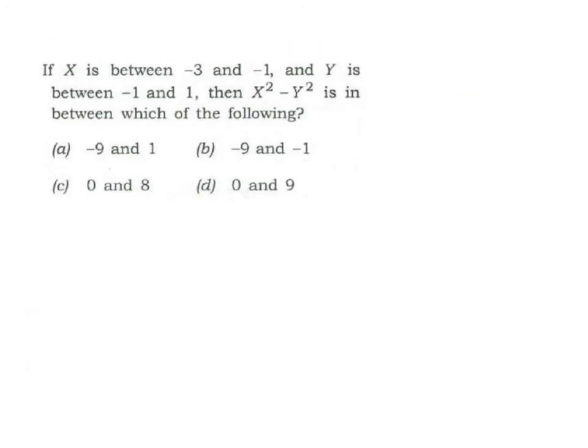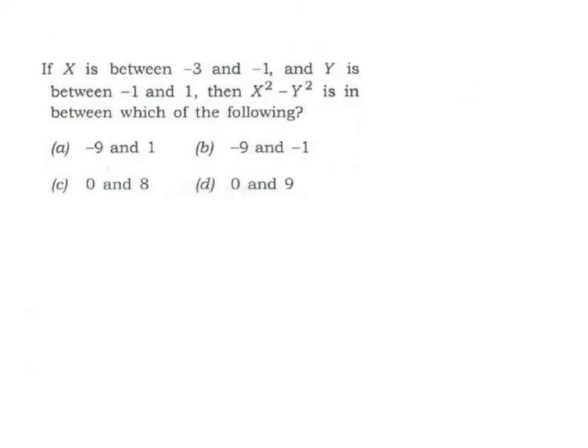If x is in between minus 3 and minus 1 and y is in between minus 1 and 1, then x square minus y square is in between which of the following? First write down what the x square values are. What are the possible values of x square? Minus 3 whole square is 9, minus 2 whole square is 4, minus 1 whole square is 1. Now y square possible values are 1 square is 1, and in between 0 is also there, so it is 0. For x square minus y square, we are going to find the least possible value.